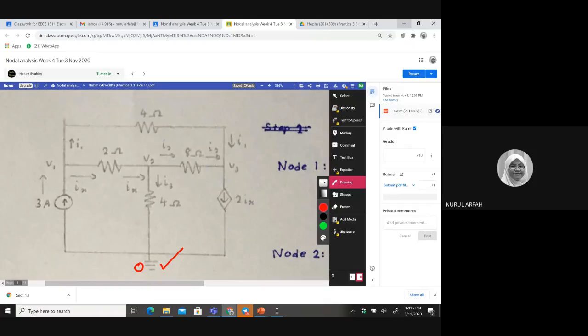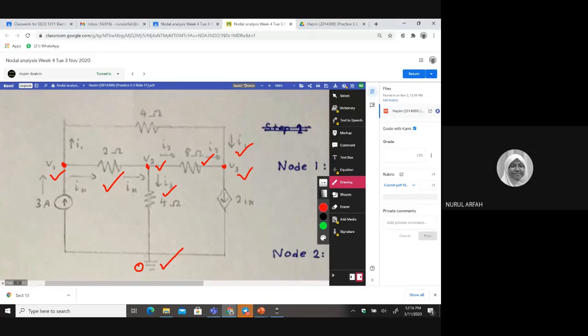And second, I will look at your node. The node you name it. So like this one, V1, yes. V2, yes. V3, yes. And then I will look at your current direction. This is all the steps for nodal analysis, right? So you have those marks like this one, I2, I3, and IS. Okay, this is good.